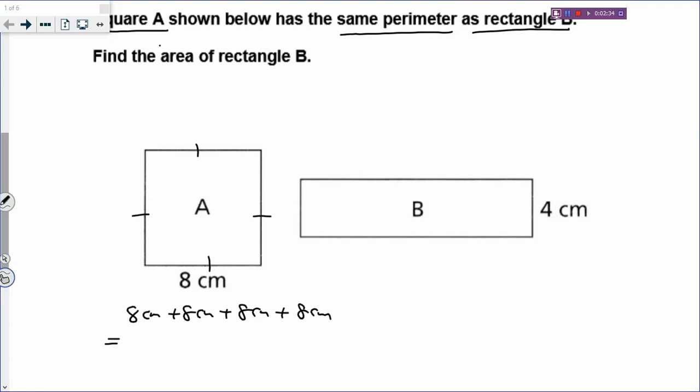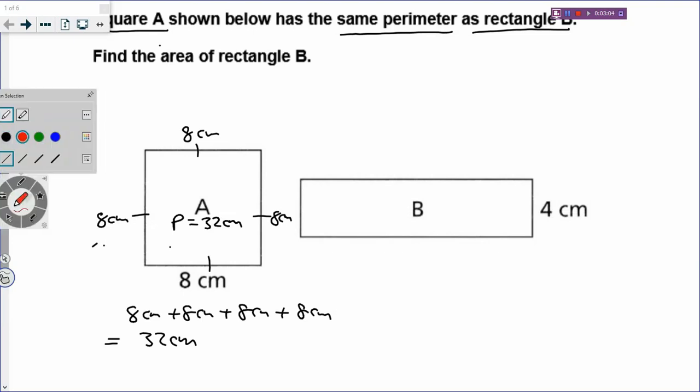Can also. Alright, but to help those students who are weaker, those of you who can't do well for area and parameter, what I will advise you is you just plus, to get the parameter. Then you won't get confused whether times or plus. So the parameter of the square is 32 cm. So let's put down over here P for parameter, which is 32 cm. And this parameter is the same as the parameter of the rectangle.